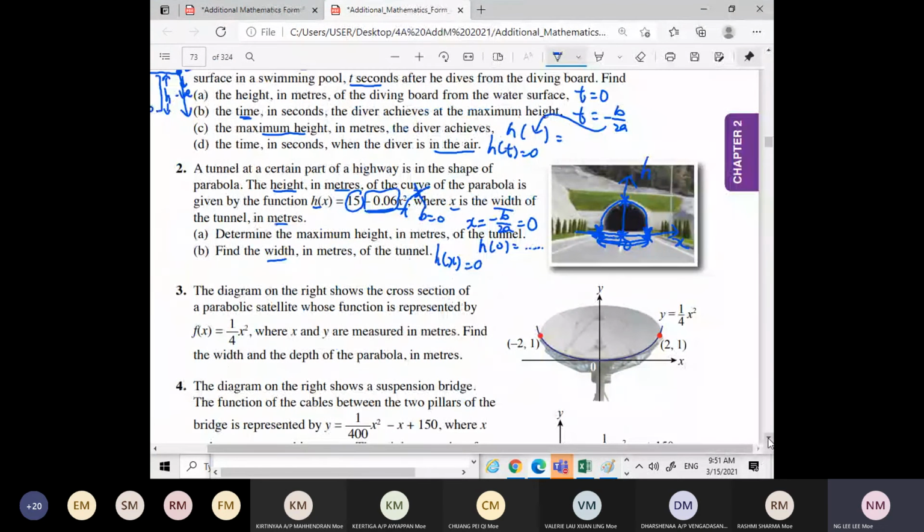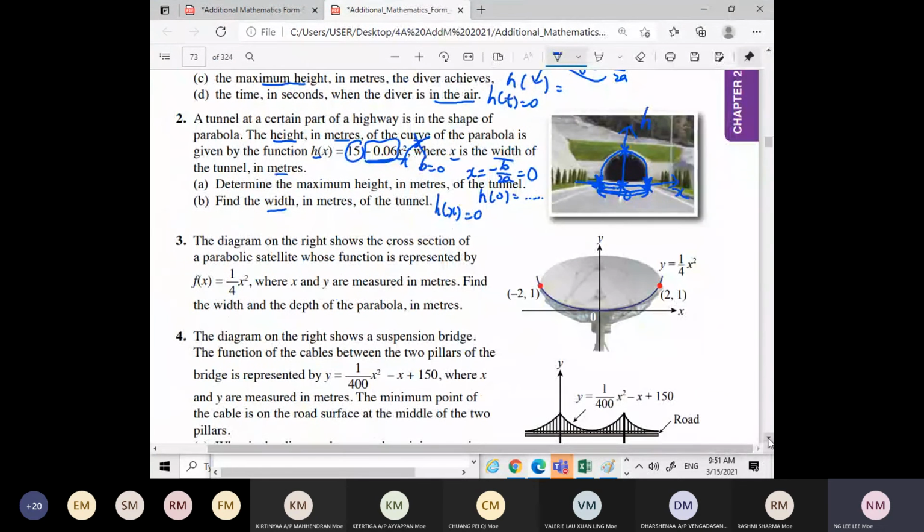Next questions. Okay, number 3. The diagram on the right shows the cross section of a parabolic satellite. The function is represented by f(x) = 1 over x squared, where x and y are measured in meter. This one is not so confusing because x and y are our x and y. Find the width and the depth of the parabola in meter.